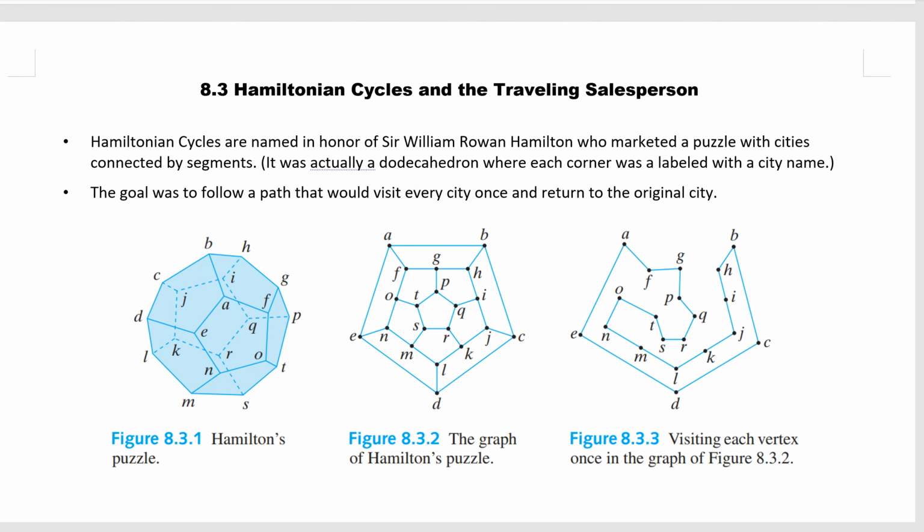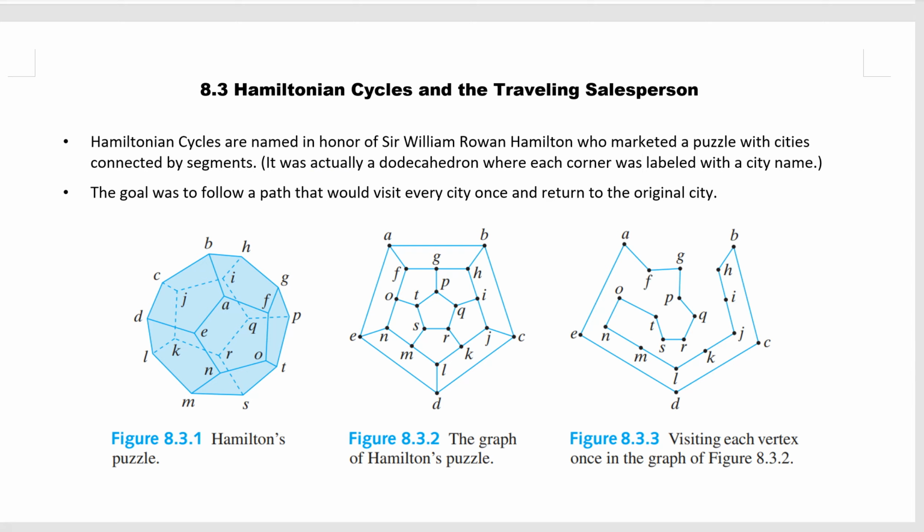Hi everyone. Today let's talk about section 8.3, Hamiltonian cycles and the traveling salesperson. Hamiltonian cycles are named in honor of Sir William Hamilton, who marketed a puzzle with cities connected by segments. It was actually a dodecahedron where each corner was labeled with a city name. The goal was to follow a path that will visit each city once and return to the original city.